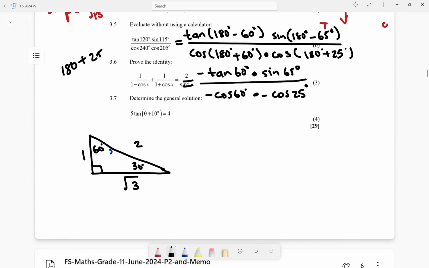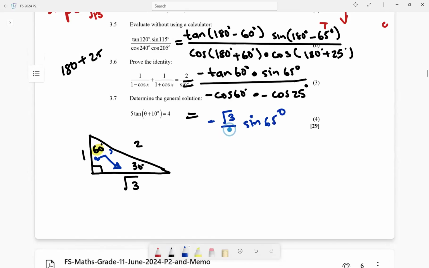Okay, this is the equal sign here. Then what is negative? So negative tan 60. I come here, I say this is 60 degrees. Tan, what is tan? Tan is opposite. Okay, what is opposite? Remember it is negative square root of 3 divided by adjacent. Adjacent, it is how much? It is 1. Then I multiply by how much? By sine 65 degrees. Okay?